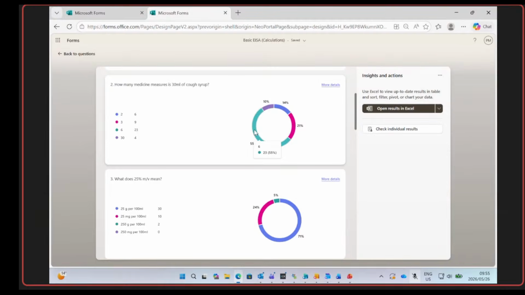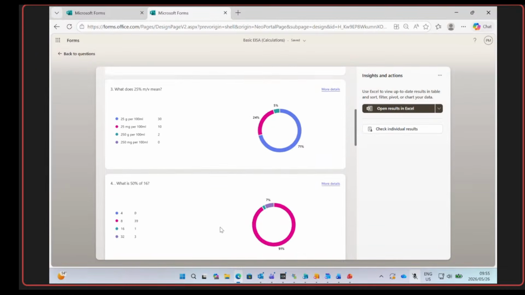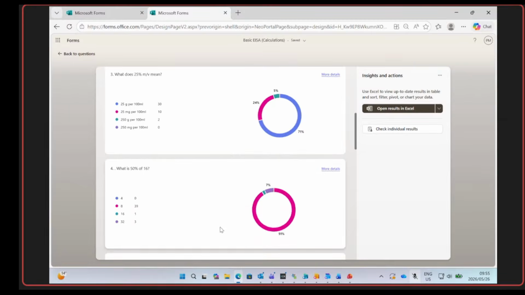Okay, question number 3. What does 25% mass per volume mean? And remember, we discussed this earlier. We were looking at SI units. So what does 25% mass per volume mean? And it means how many grams in 100 mils? And so here it will be 25 milligrams per 100 mil. So the correct answer is B, number 2.